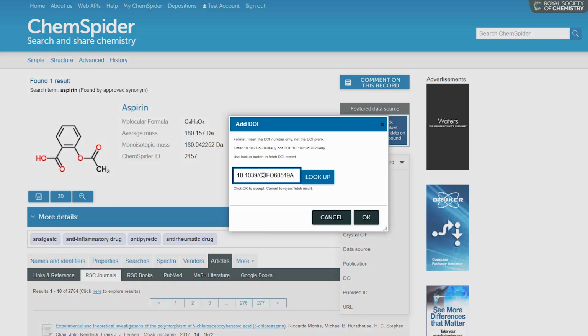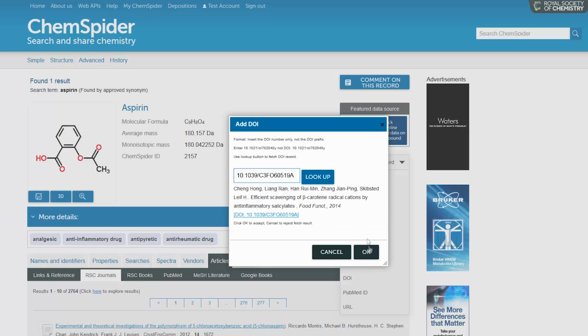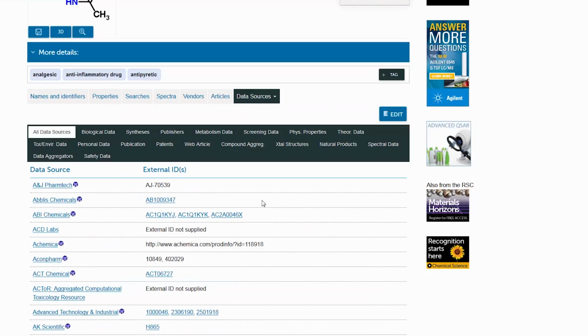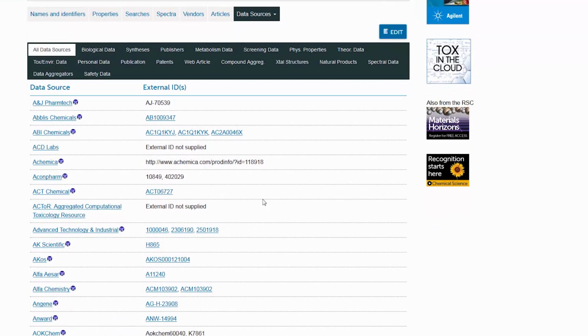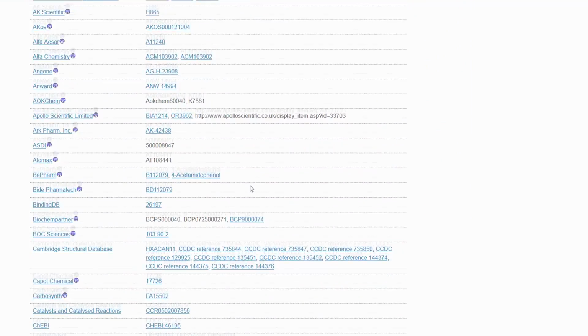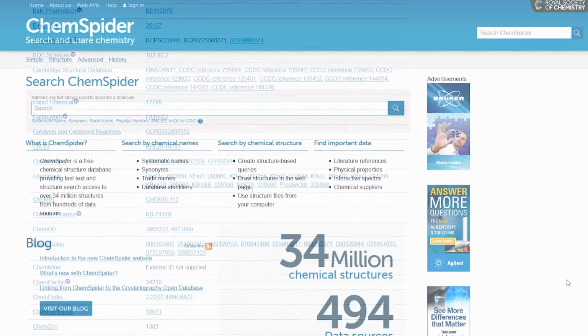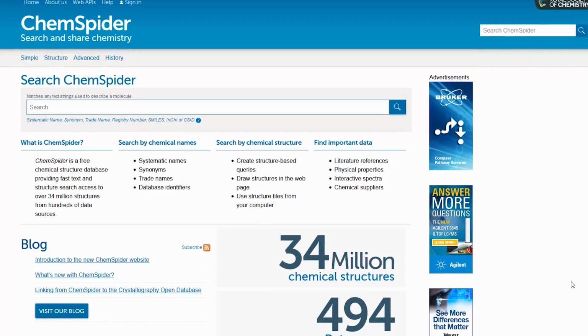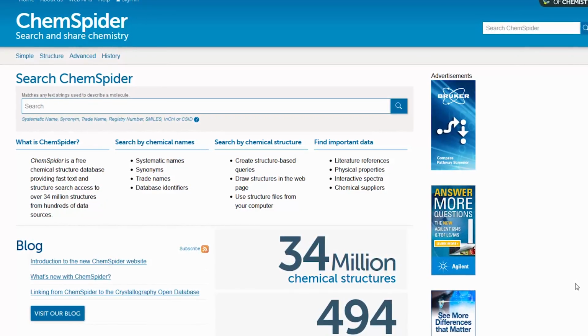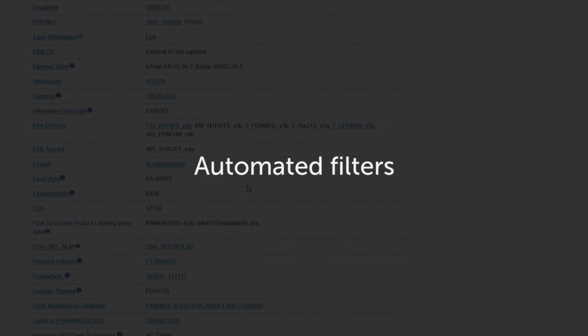Finally, users can promote their research by contributing data. We can usually provide direct links back to the original source of the data, making Chemspider a great place to start your chemical search. Since our data comes from so many different sources, we continually work to improve data quality through automated filters, as well as manual curation by Royal Society of Chemistry staff and users like you.